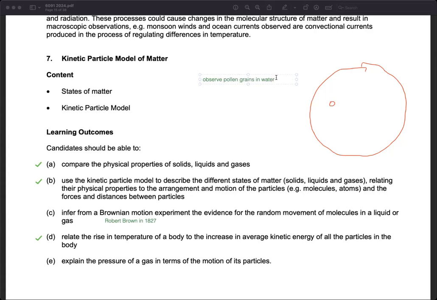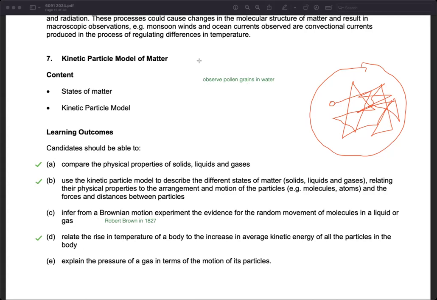Okay, so what he observed in the microscope is that the pollen grain actually moves in a funny motion like this. So what he actually observed is that the particles are moving in a random motion, in a constant random motion, and it keeps on changing direction. So this motion is named after this guy, Robert Brown. We call it the Brownian motion.